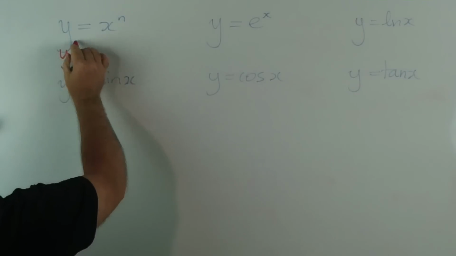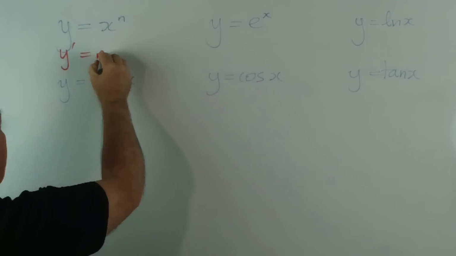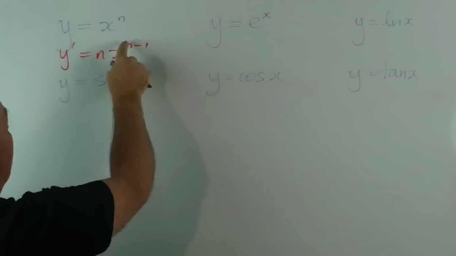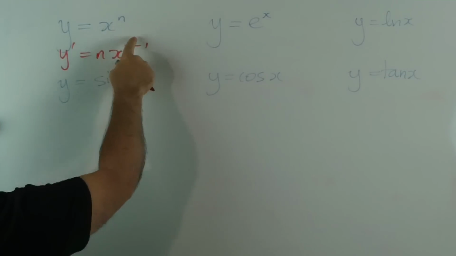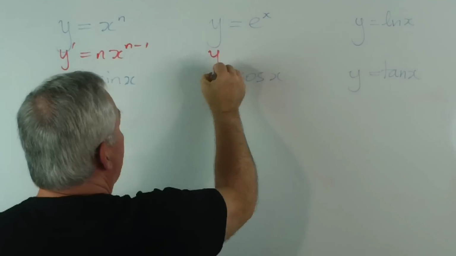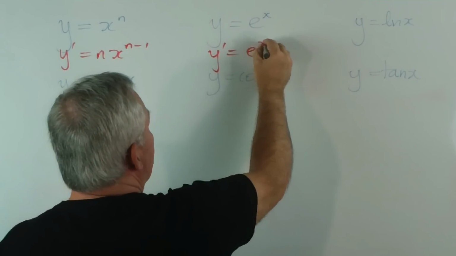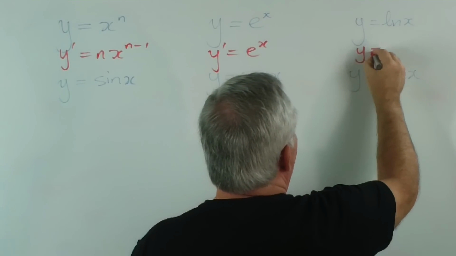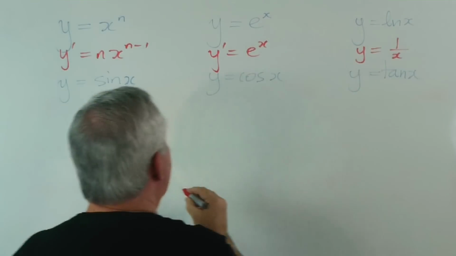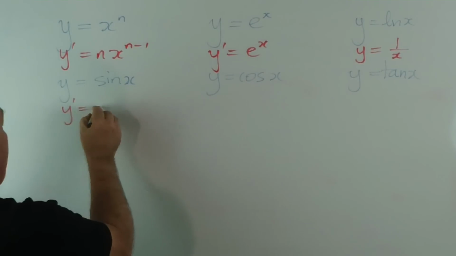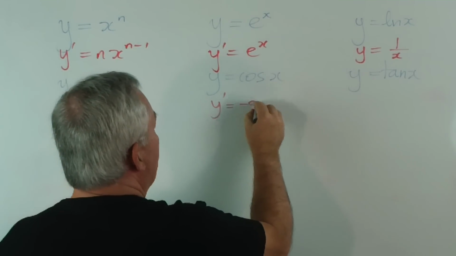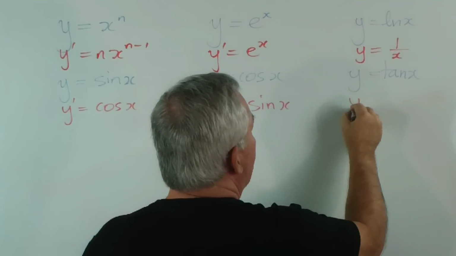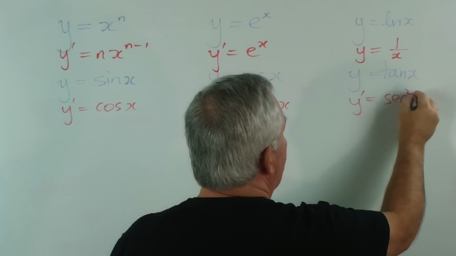The derivative of x to the power n is nx to the n minus 1. That is, the index comes down the front and then it's reduced by 1. The derivative of the exponential is itself. The derivative of the logarithmic function is 1 over x. The derivative of the sine function is cosine of x. The derivative of the cosine is minus sine x. And the derivative of the tangent is sec squared x.